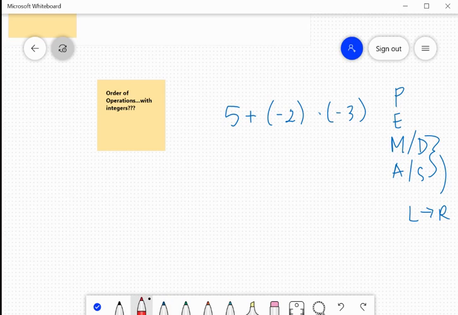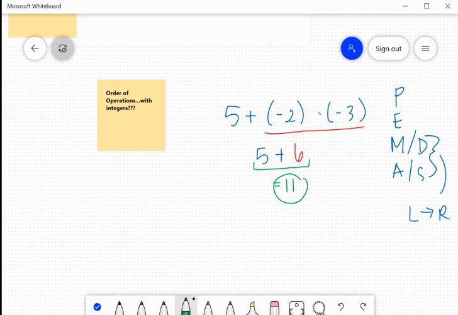And so I am going to underline that first step, which is -2 times -3. -2 times -3 gives me a product of +6. And then I'm going to carry down what I have left. So now this becomes very easy and straightforward. I just am now on my next step, which is addition. Left to right, 5 plus 6 equals 11.